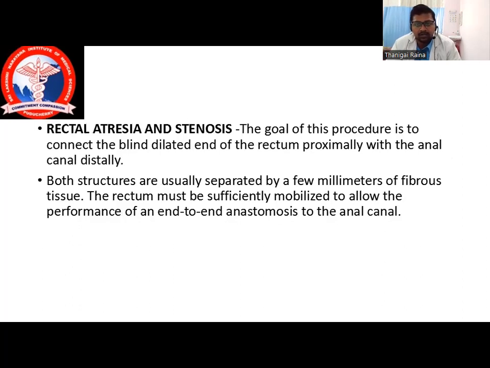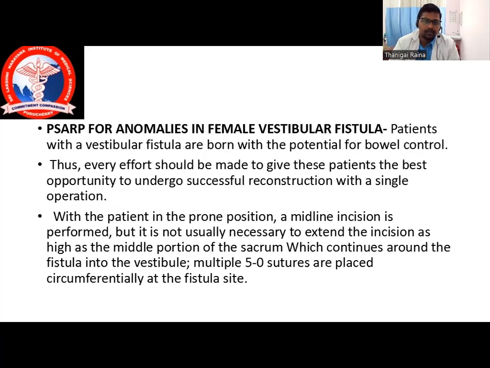For rectal atresia, the goal of the procedure is to connect the blind dilated end of the rectum proximally with the anal canal distally. Both the structures are usually separated by a few millimeters of fibrous tissue. The rectum must be sufficiently mobilized to allow the performance of an end-to-end anastomosis to the anal canal. This is how we will treat rectal atresia and stenosis. So that ends the surgical approaches for boys.